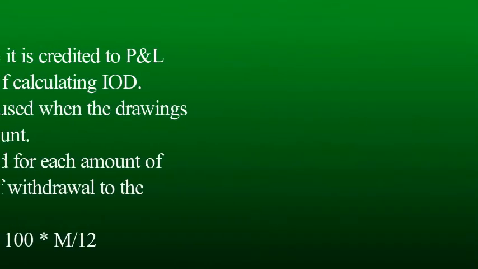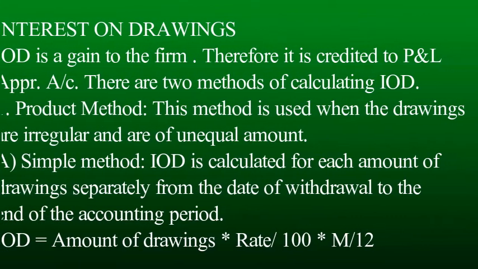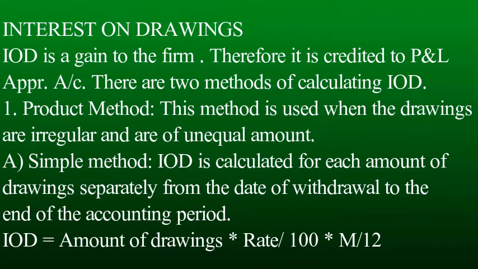Now let us come to the next topic, that is interest on drawings. There are different methods of calculating interest on drawings. IOD, that is interest on drawings, is a gain to the firm. Therefore, it is always credited to profit and loss appropriation account. There are two methods of calculating interest on drawings. One is product method and second one is average method. We'll see the product method first.